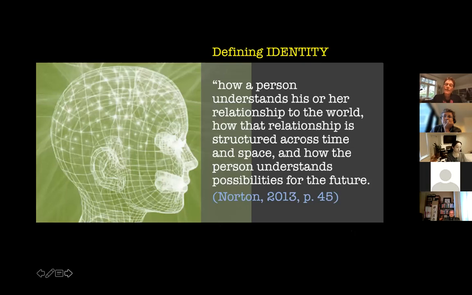So in terms of a definition of identity, I argue that identity is how a person understands his or her relationship to the world, how that relationship is structured across time and space, and how the person understands possibilities for the future. So what we see here is that as Paul moves from Canada to Uganda, he is renegotiating his identity across time and space. And also, this has implications for possibilities for the future. Will he be considered a successful student, or will he be considered a troublemaker?